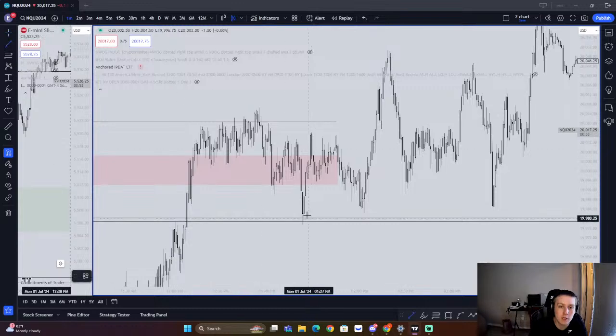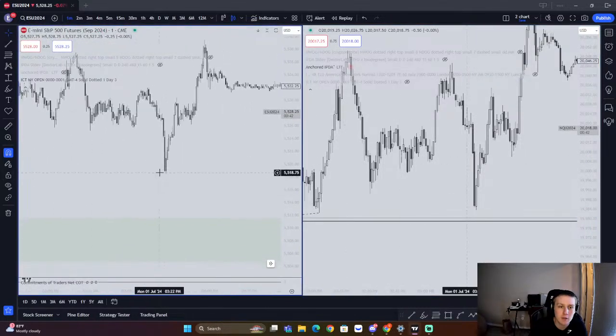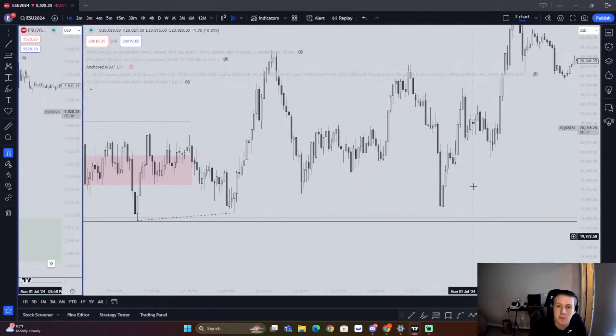You know, 4-minute SMT right here. And then boom, displacement. Then we come back down. And then we come all the way back down here. Probably, do we form an SMT there? I feel like we have to. Yeah, another SMT there. Fair value gaps in, fair value gaps out.